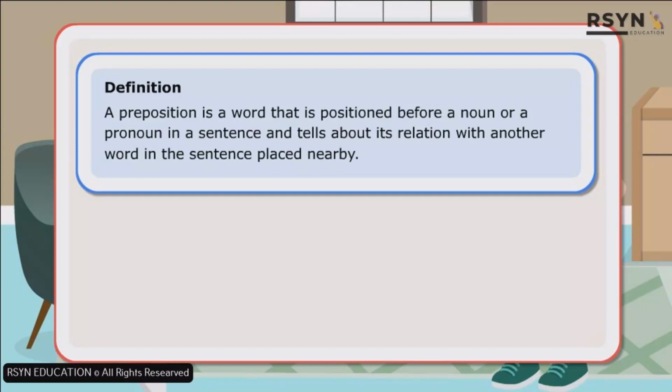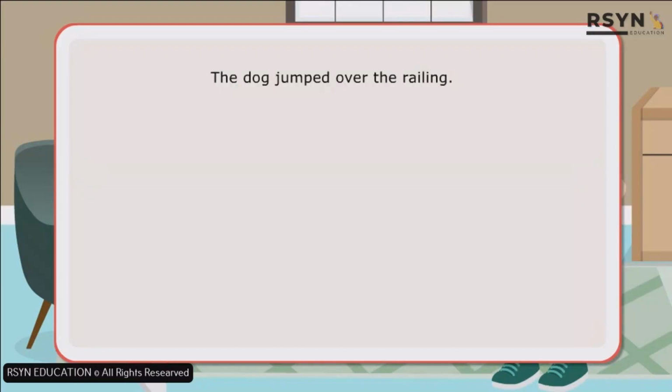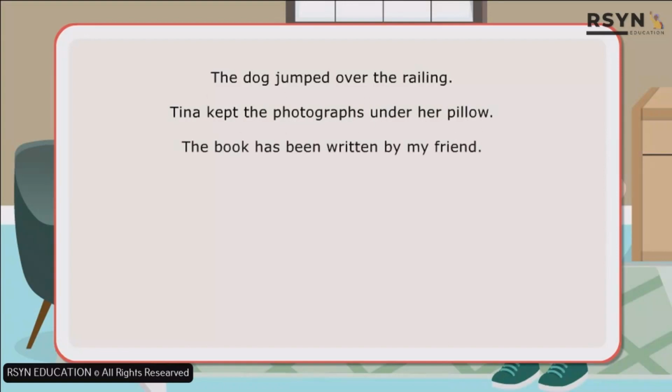The dog jumped over the railing. Tina kept the photographs under her pillow. The book has been written by my friend.